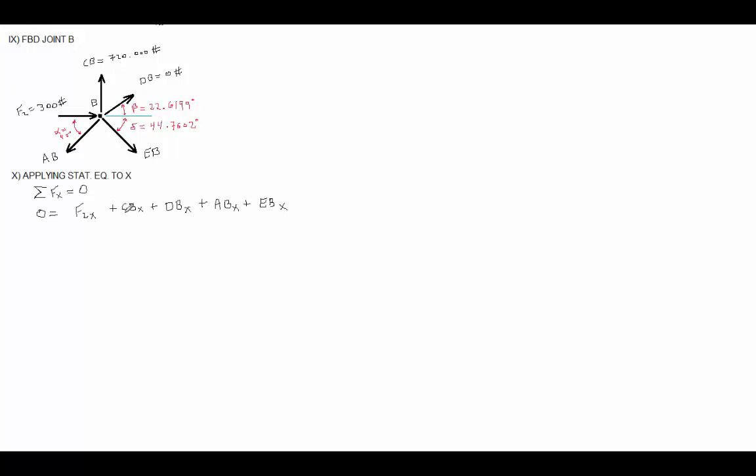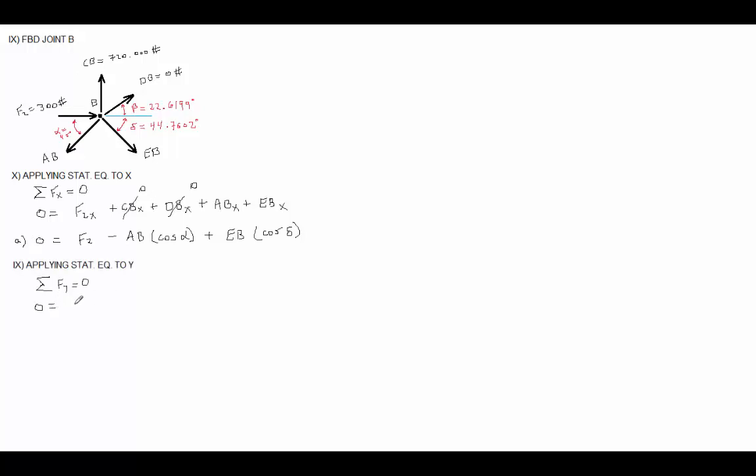Okay, CB has no x component. Likewise, DB's x component is 0. So now F2x is a positive F2. ABx is a negative AB times cosine alpha. EBx is a positive EB times cosine delta. That equation has two unknowns. We can't solve it yet. So I'm just going to call it equation A and move on.